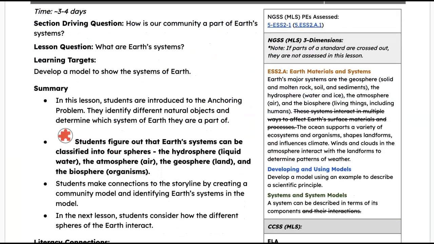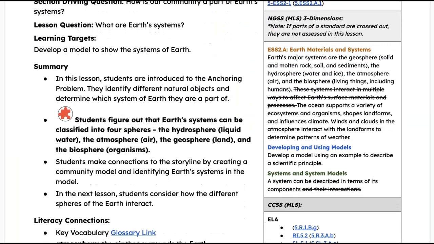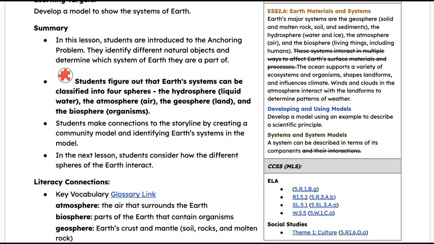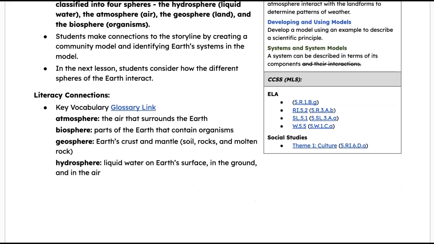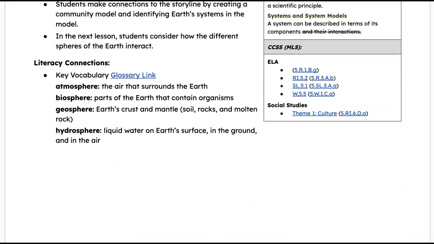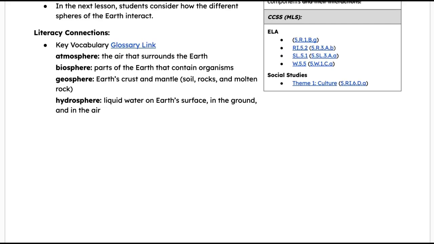There are several opportunities for ELA and social studies cross-curricular connections throughout the lesson. You can look for specific standard connections in the Unit 22 Teacher Guide. This lesson will take approximately 3 to 4 days to complete.